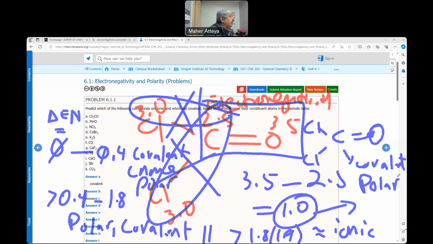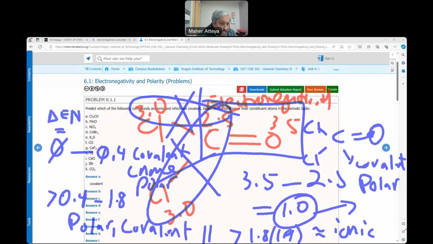From 0 to 0.4, that's covalent nonpolar. But they did not give you the polarity. The question is, predict which one of the following around the covalent bond will be polar. So it does not give you, it's asking about polarity, whether covalent, a type of bonding, or not. But it's not asking per se if it's polar.